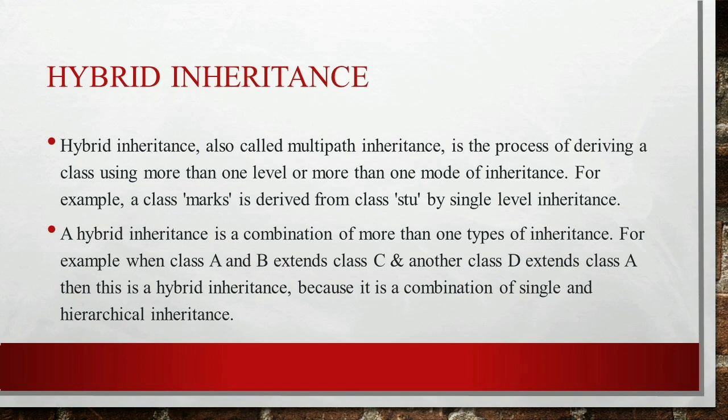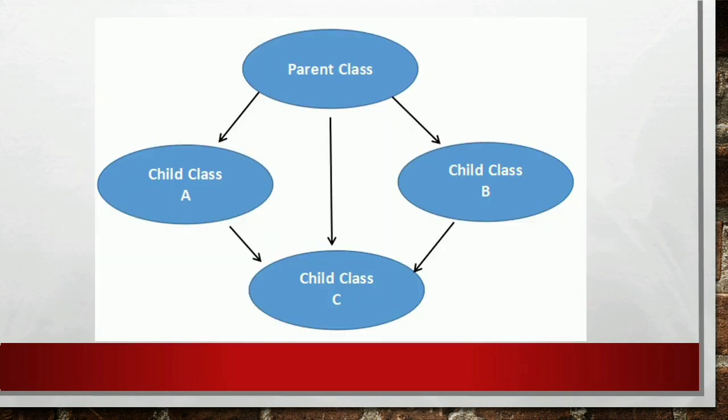For example, when class A and B extend class C and another class D extends class A, then this is a hybrid inheritance because it is a combination of single and hierarchical inheritance. And here is an example of hybrid inheritance.